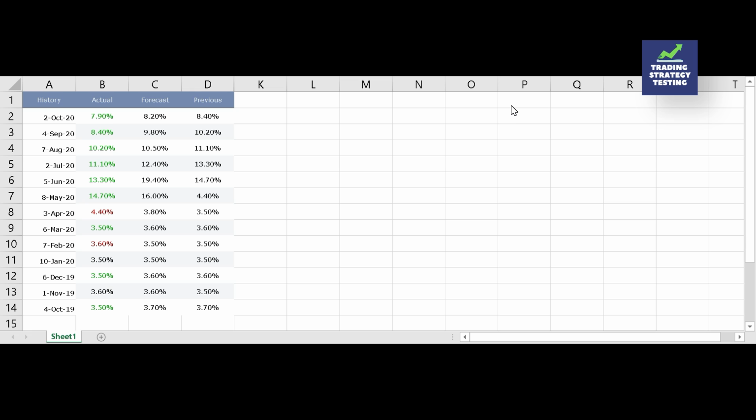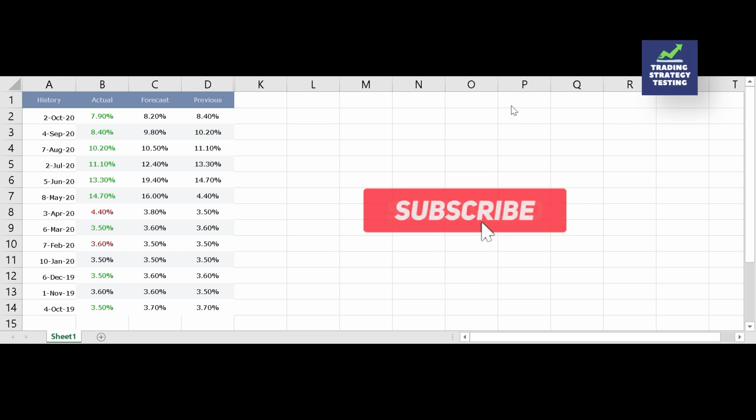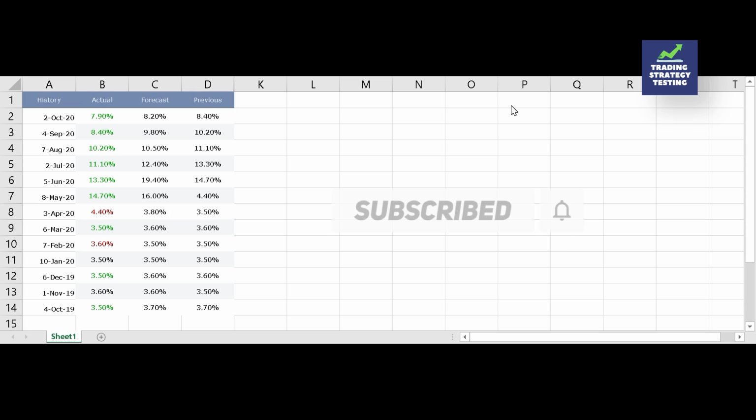Alright, we have extracted the unemployment rate figures for the past 12 months. We can see that we have three columns. The first one represents the date when the data was released. In general, it's made public at 8:30 a.m. Eastern Standard Time on the first Friday of every month. The second column is for the actual figure released by the Bureau of Labor. The third one highlights the forecast or the estimation of the economists, and the last column is where the last month's figure is listed.